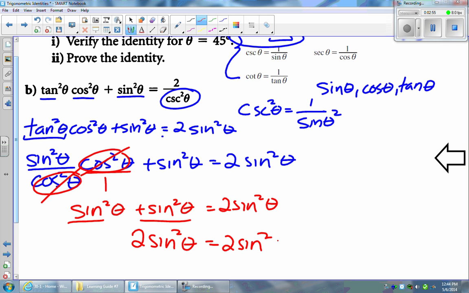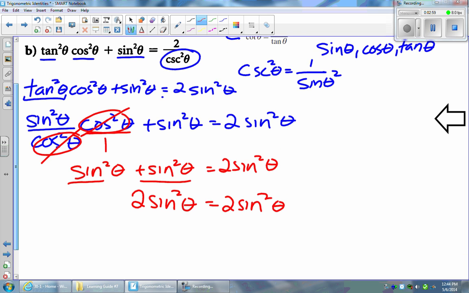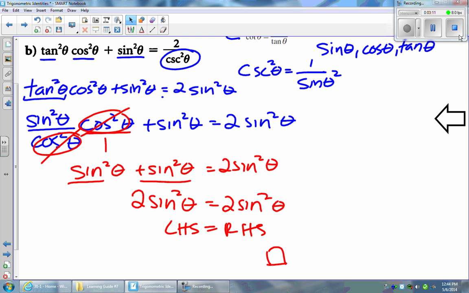Once you've proven that the left-hand side is equal to the right-hand side, you have completed your proof. When you complete a proof, one thing I usually do is write a little bit of a square. And that's how you prove an identity using your reciprocal and quotient identities.